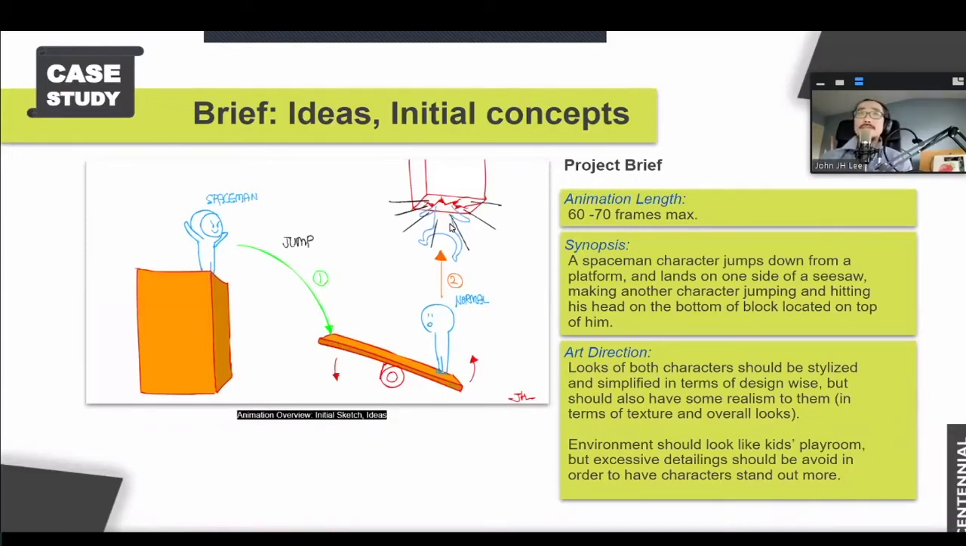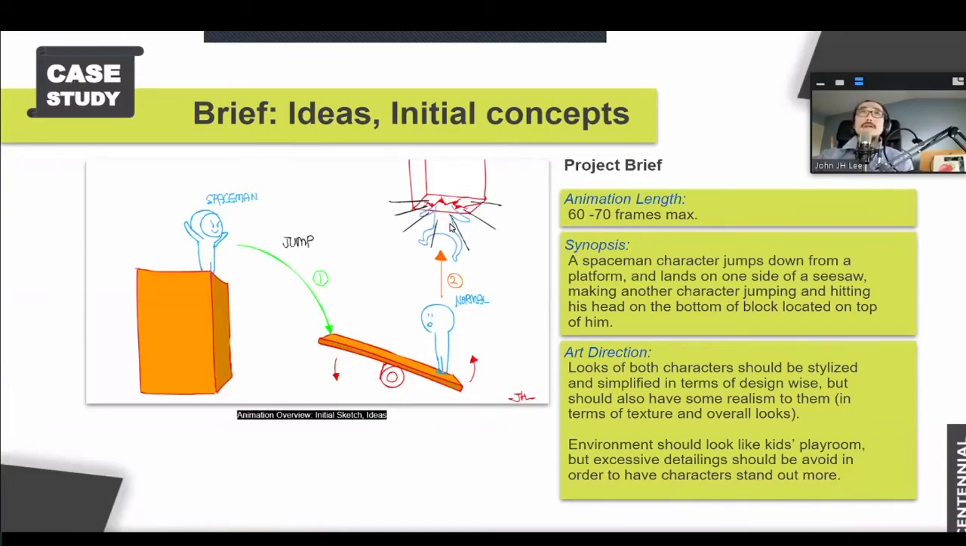The client also provides some very simple art direction, like the look of both characters should be stylized and simplified in terms of design, but they should also have some realism in terms of textures and overall look. The environment should look like a kid's playroom, but excessive details should be avoided in order to have the characters stand out more. This explains that they want more detail on the characters and animation, and a very simple background, so that the characters stand out more. This type of discussion is talked about, modified and revised during this initial concept and idea stage, where many things are discussed.